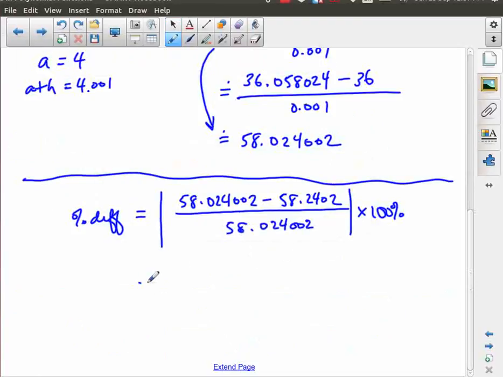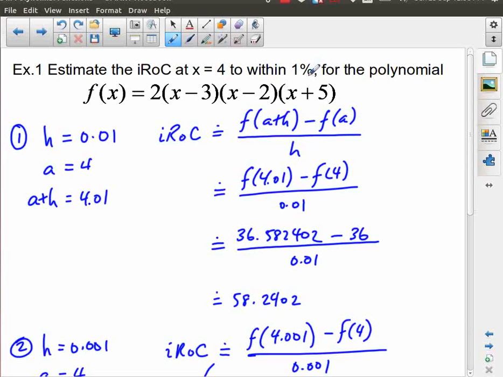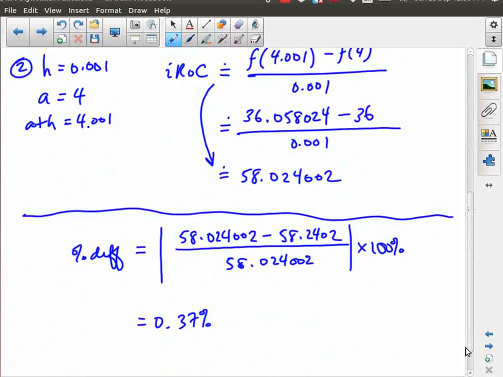And so from that, I end up with, let's see, subtract 58.2402, and that's a pretty small number, divided by 58.024002, times 100%, and I ended up with an answer of 0.37%. So I thought those numbers were starting to look awfully small, but 0.37% is the difference between these. I was looking for the value within 1%, so I am within 1%.